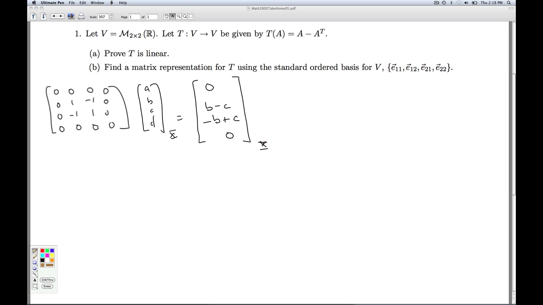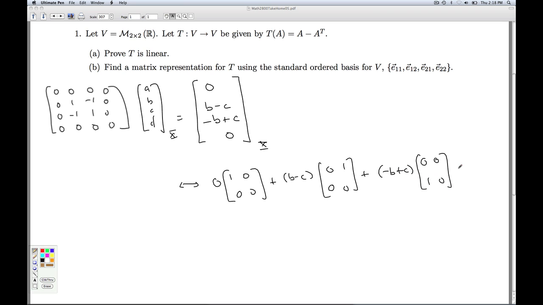Remember, this is the x-coordinate representation of a matrix, so what's this correspond to? It's 0 times the first basis vector plus b minus c times the second basis vector plus negative b plus c times the third one plus 0 times the fourth one. And so when I work this out, I get 0, b minus c, negative b plus c, 0.